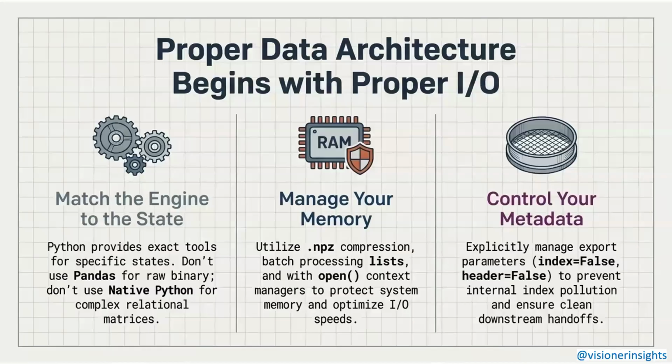As you go off and build these systems, I want you to always remember these 3 golden rules of proper architecture. Number 1, rigidly match your engine to your state. Please don't use Pandas for raw binary. Number 2, always manage your memory by leveraging those context managers and NumPy compression techniques. And number 3, explicitly control and strip your metadata to ensure clean, frictionless downstream handoffs.